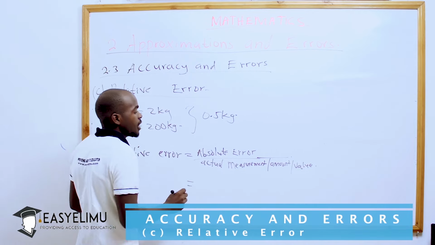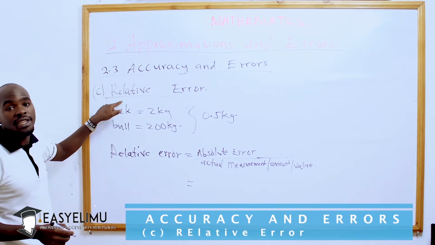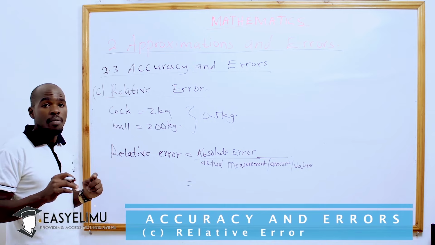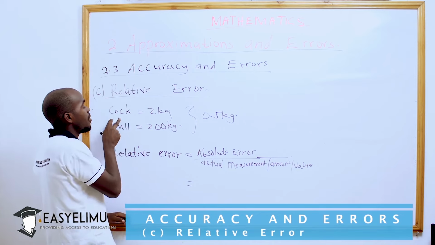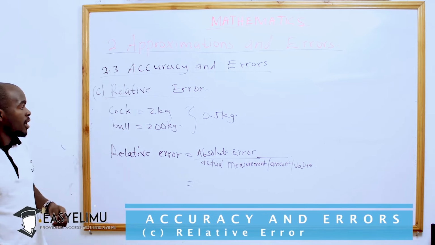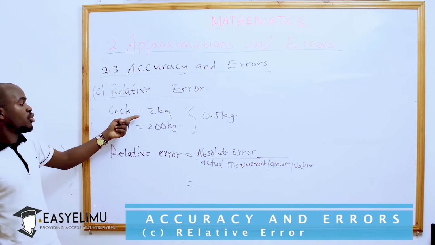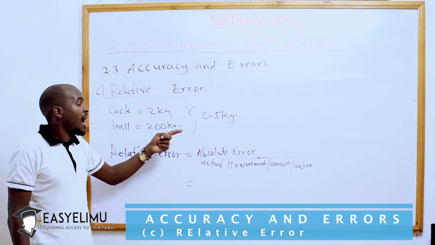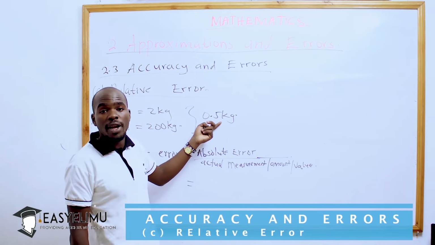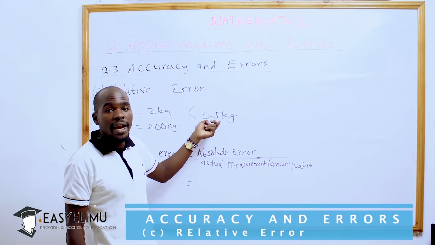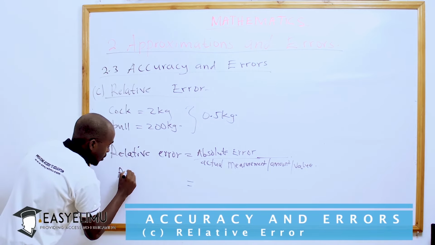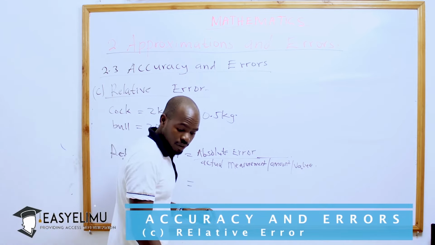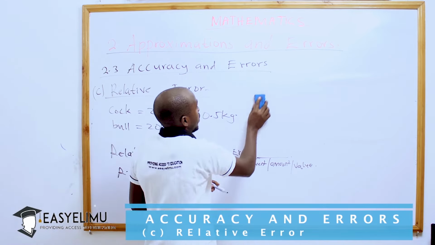So if you do it that way, you will find the relative error of any given measurement or any given condition. For instance, here we have been told the cock has 2 kg and the absolute error that occurred is 0.5. So we can find the relative error with respect to the cock. Let's do it here.